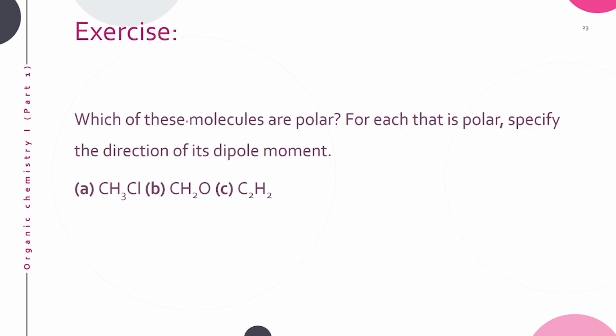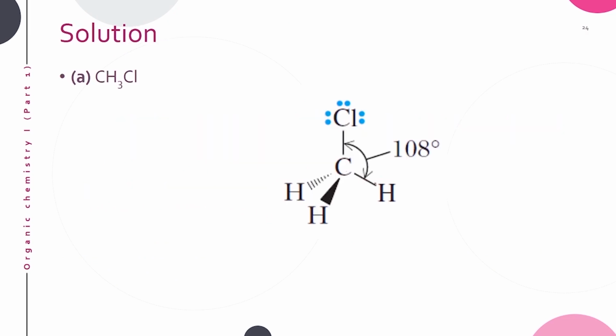Let's look at this exercise. Which of these molecules are polar? For each that is polar, specify the direction of its dipole moment. Chloromethane, formaldehyde, and acetylene. First, let's draw the geometrical structure of chloromethane.